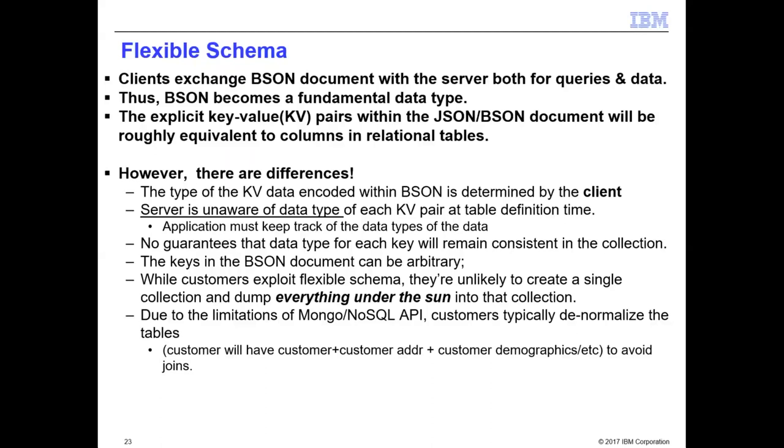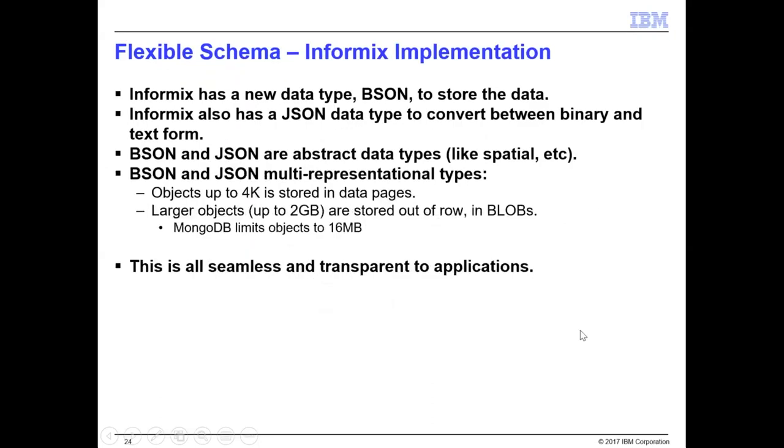Due to the limitations of Mongo's API, customers denormalize everything in a table. So this third normal form is not something you normally see. Schema actually grows into being a typically denormalized schema. So as for the BSON data type, it was new as of 2013, obviously not new now.